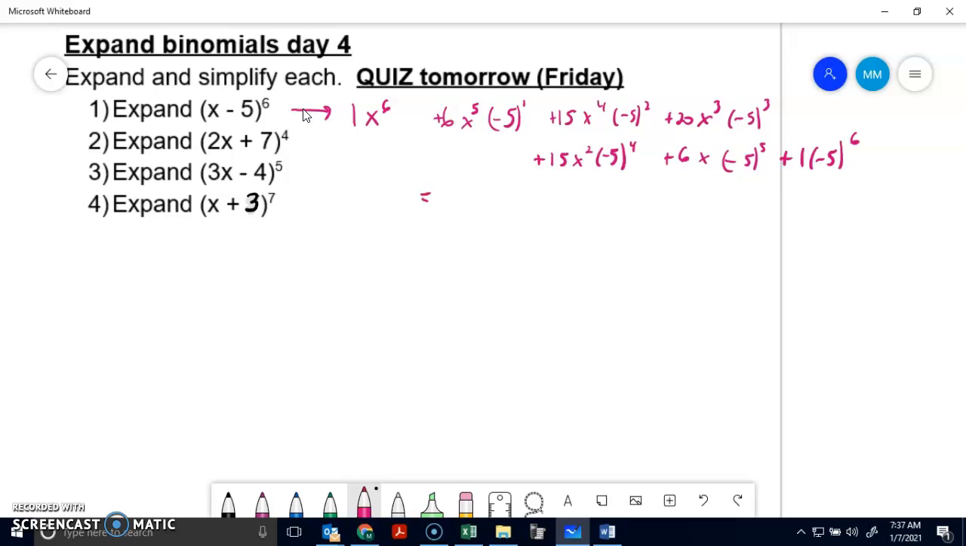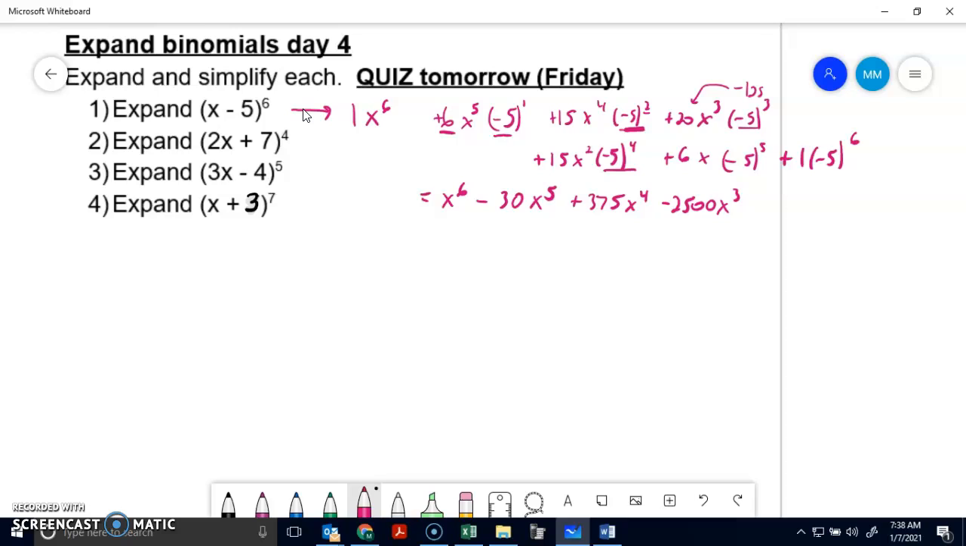So let's go ahead and simplify this. I have x to the 6th minus 30x to the 5th. That's 6 times -5. And then I would have 25 times 15. This is a positive 25 because it's a negative to an even power. So 25 times 15 is 375. You're going to see today some of these numbers get bigger than the ones we've seen so far. This would be a negative 125 times 20. That's negative 2500 x to the 3rd.